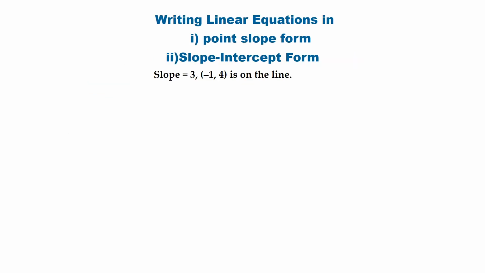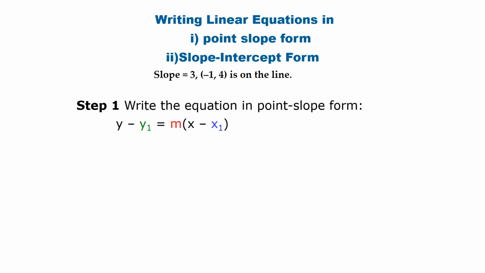This example demonstrates how we can find the slope-intercept form from point slope form. If you have a line with slope 3 that passes through the point -1, 4, step 1, we are going to find the point slope form, which is y minus y1 equals m times x minus x1. We substitute, then y minus 4 equals 3 times x minus -1, which is y minus 4 equals 3 times x plus 1, because negative times negative is positive.